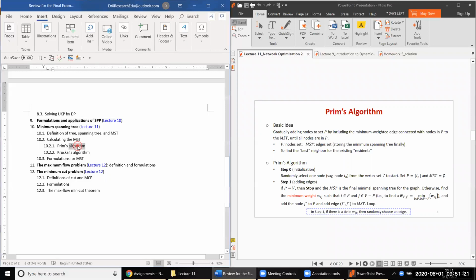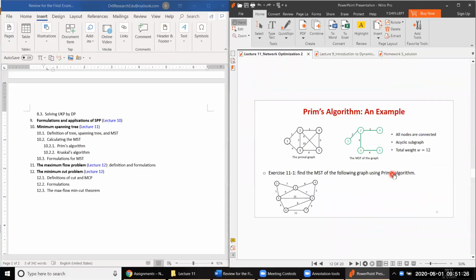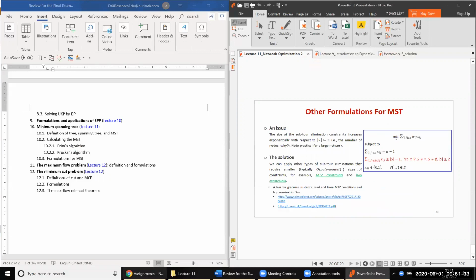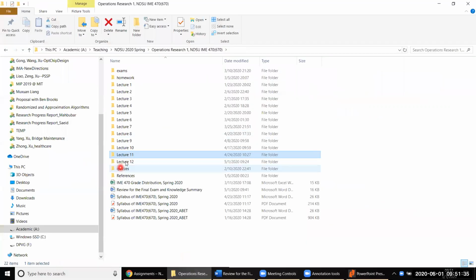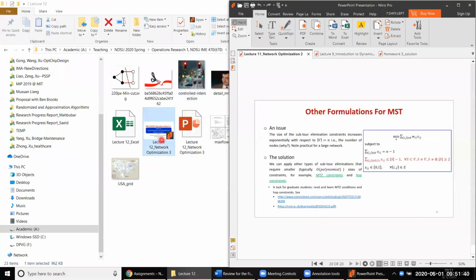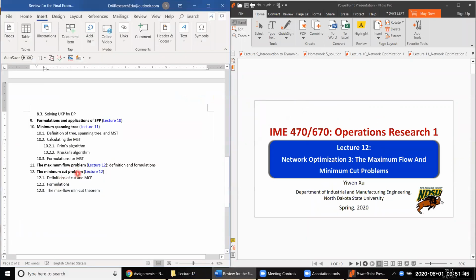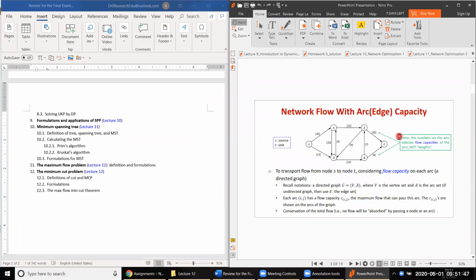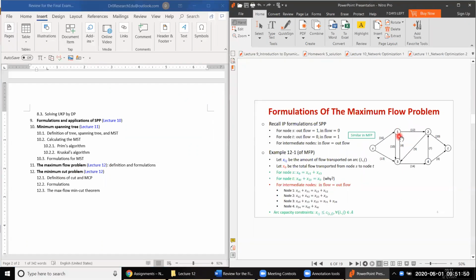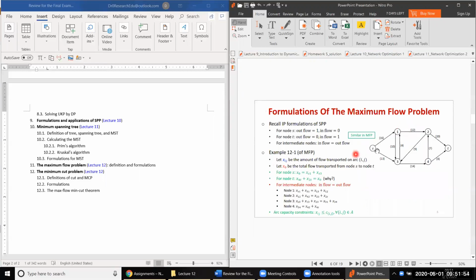We've introduced Prim's algorithm and also Kruskal's algorithm. Okay, make sure you know how to use it, and because there's a time limit, you'd better solve it relatively quickly. Okay, then after it will be, let's say, lecture 12, which is something that we just finished, which is the maximum flow and the minimum cut problem. The very first thing is the definition of maximum flow and how to formulate the maximum flow problem and what are the corresponding applications for the maximum flow.